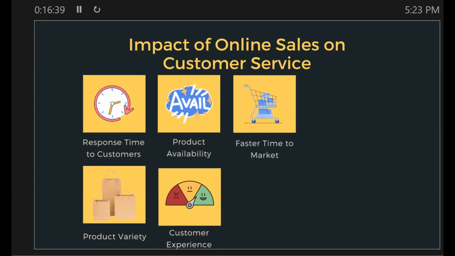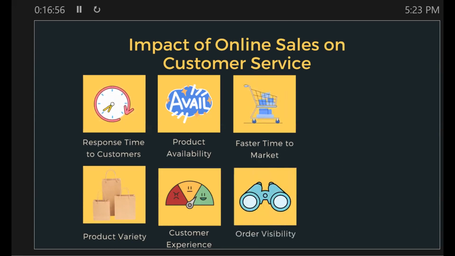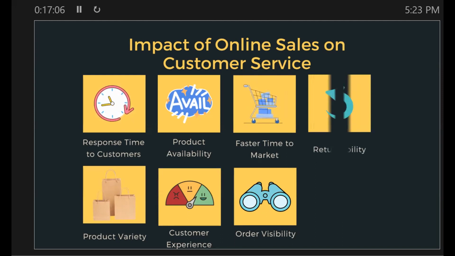Next is faster time to market. E-business has the capability to launch new products online. So you don't need to have the physical product readily available. You just have to provide the product information and it can be easily disseminated online. Next is order visibility. The internet platform makes it very accessible to view the order status. So you can easily check and verify the tracking of your orders.